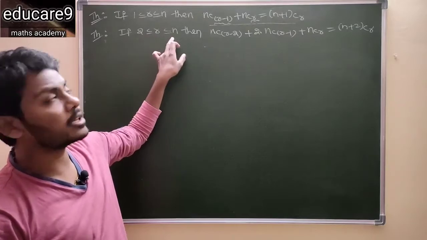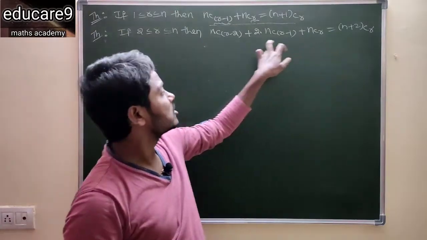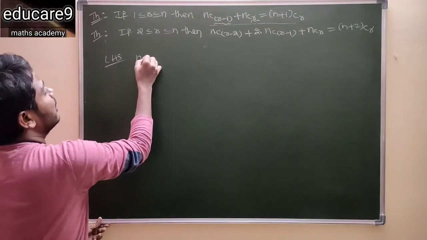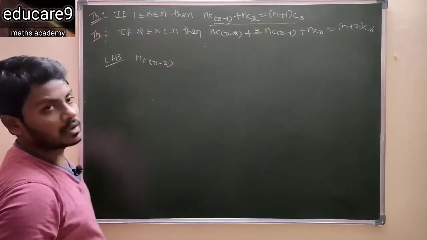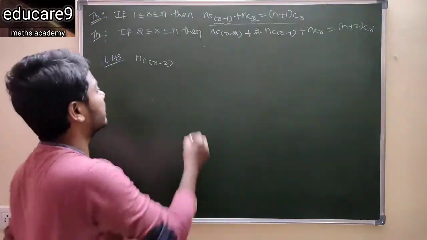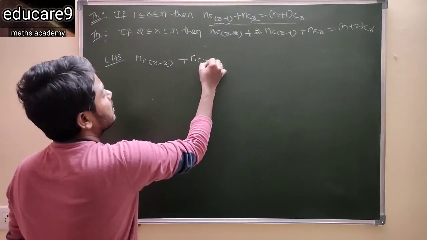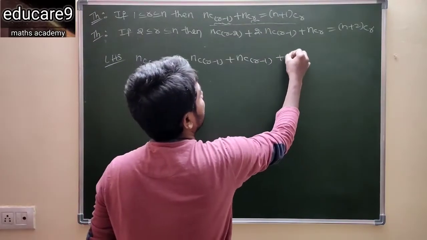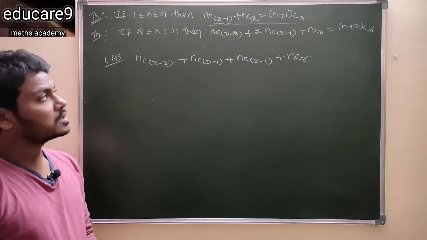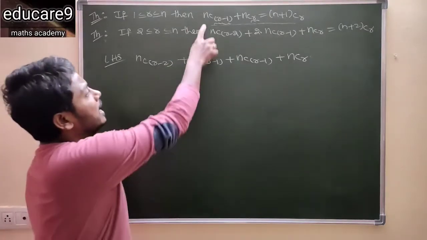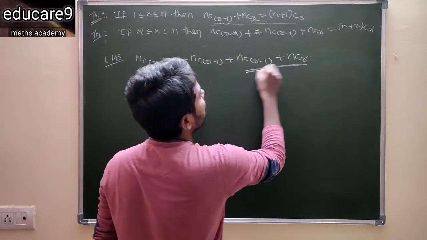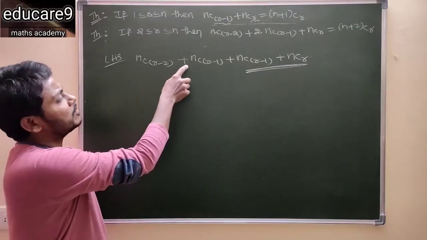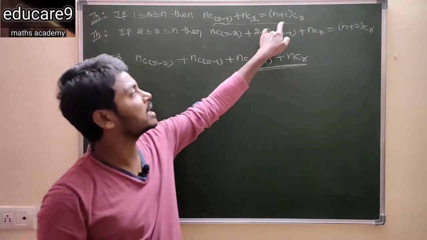Now see the second one. If 2 is less than or equal to r less than or equal to n, then prove this. Consider the LHS first. What is the LHS? nC(r minus 2) plus 2 times nC(r minus 1), written as nC(r minus 2) plus nC(r minus 1) plus nC(r minus 1) plus nCr. Observe the first theorem: nC(r minus 1) plus nCr is (n plus 1)Cr.